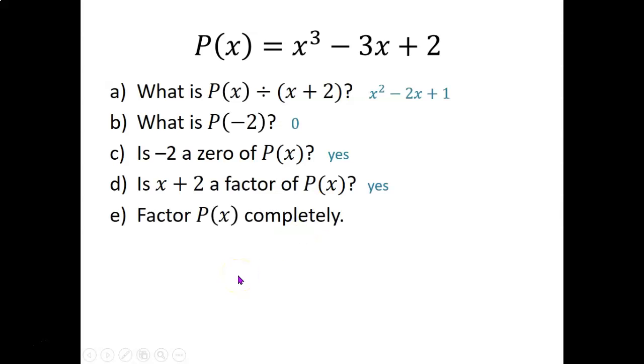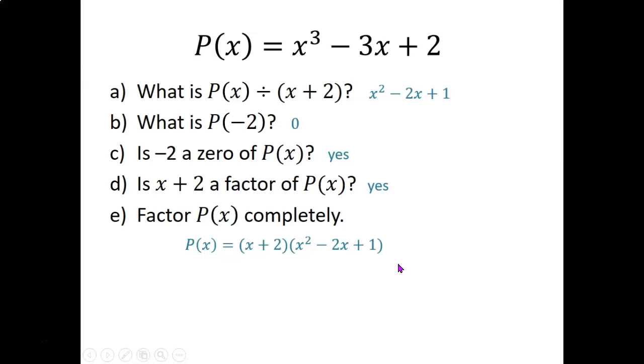Next question, okay, factor that polynomial completely. So when we said it's a factor, that means we can write this polynomial as x plus 2 times something else. X plus 2 is one of the factors, and then the something else that it's multiplied by is what we got for the quotient. So it factors into x plus 2 times x squared minus 2x plus 1.